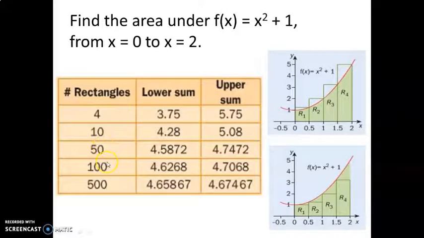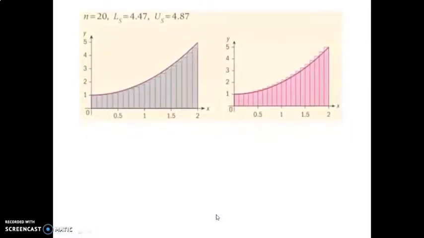And notice as we go up, up, up with rectangles, up to 500 rectangles, the lower sum is now this, the upper sum is now this. These numbers are now really close to each other, because when you have tiny rectangles, there won't be so much sticking above or so much left out below. That means we're getting really close to the area. It's somewhere in between those two numbers. Okay, let's keep moving ahead with that idea.